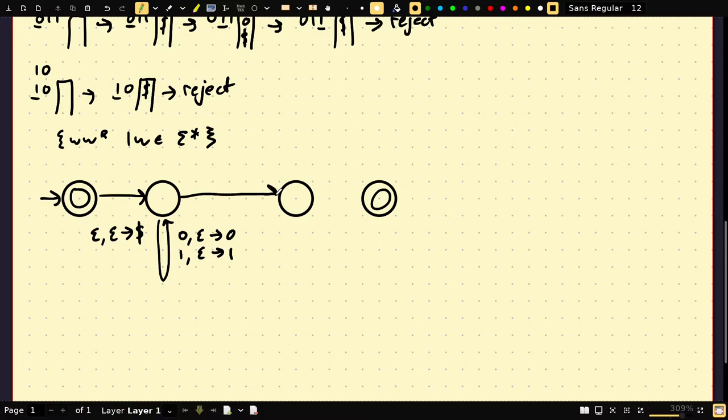Now, when do I decide to stop pushing and start popping? I don't know. Here's the superpower of non-determinism. I don't have to know. I'm just going to say non-deterministically, go to this state. It's going to reject all the other ones except when we're exactly at the half, which is what makes it nice. Now, if I read a zero from the input, I'm going to pop a zero off the stack. If I read a zero off the input and I pop a zero off the stack, push nothing onto the stack. If I read a 1 on the input and a 1 on the stack, pop nothing off the stack.